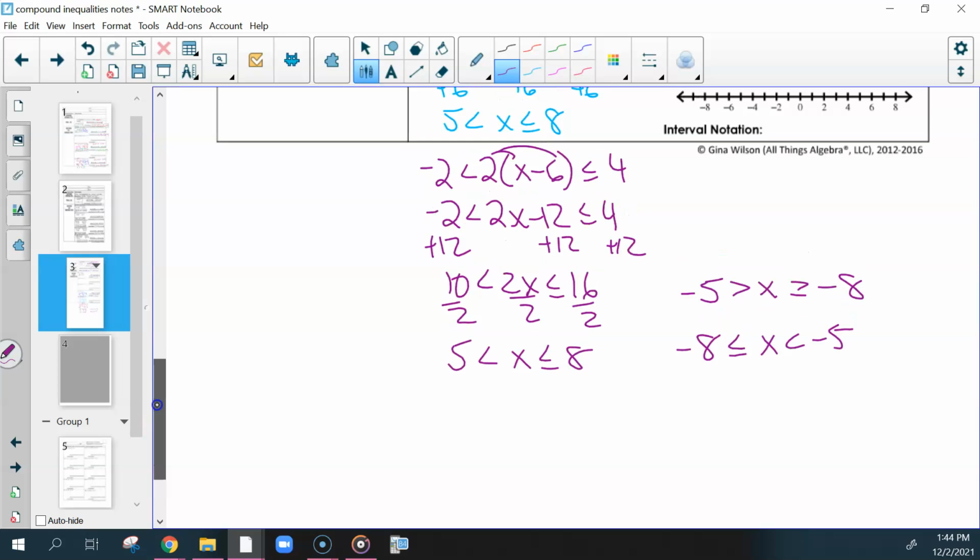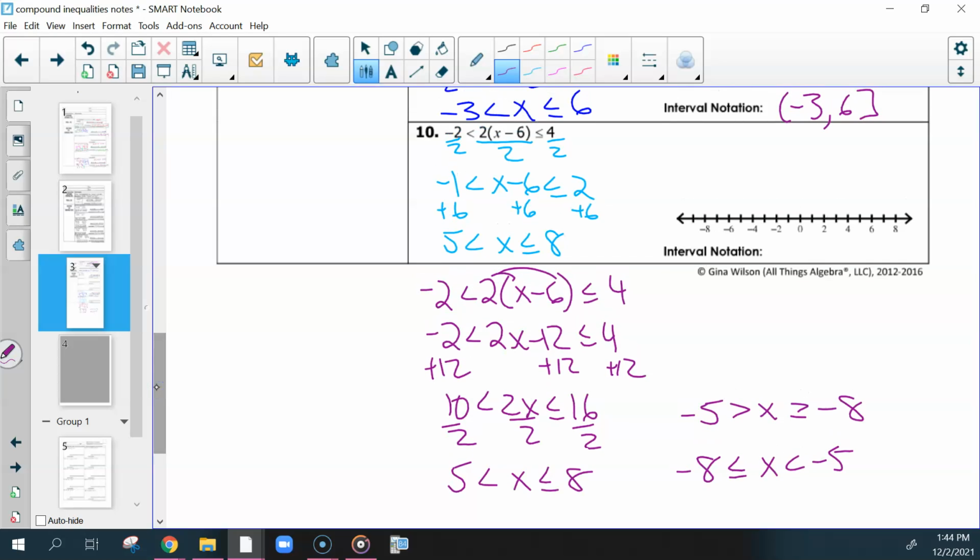situation. Really quickly, because I didn't graph this, this would be an open circle at 5, and a closed circle at 8, and draw a line in between them. It's really short. Sometimes it's just a unit apart, and that's better sometimes. The interval notation would be from 5 to 8, open and then close. Do we have any questions about that?